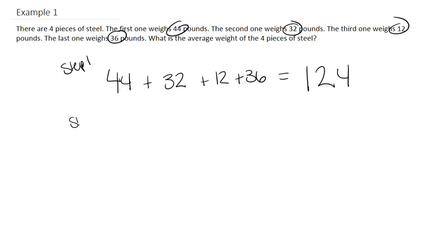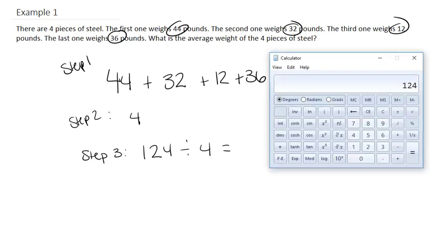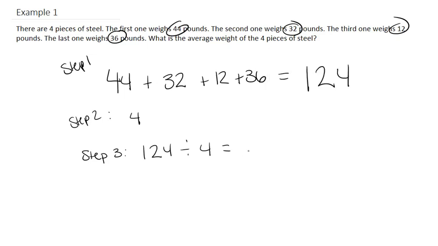Step 2 is we have 4 total samples. And then step 3, which would be 124 divided by 4 to get us an answer. So we go ahead and divide this by 4 and we get 31. And this would be our average for this. Now let's do another example.